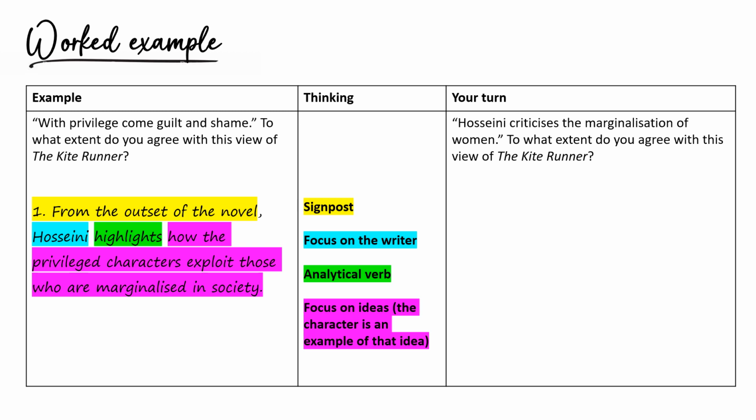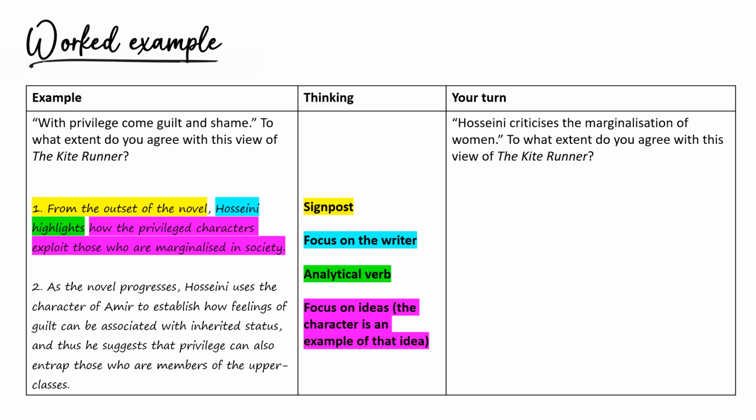So what I would suggest you do is pause the video now and have a go at writing a point sentence for a paragraph for the second question on the screen there. So look at the your turn column. It says Hosseini criticises the marginalisation of women. To what extent do you agree with this view of the Kite Runner? So pause the video, have a go at writing a point sentence using the pattern that I'm suggesting. If you don't study the Kite Runner, find a question that relates to the text that you are studying.